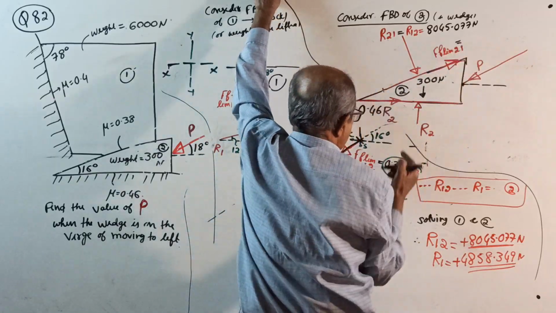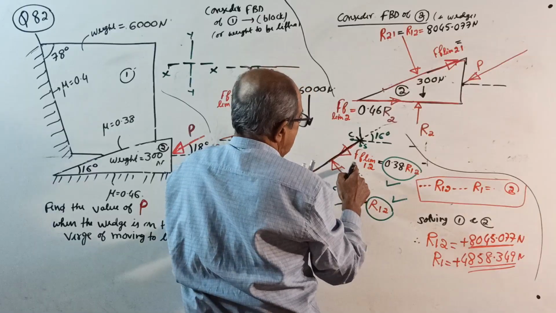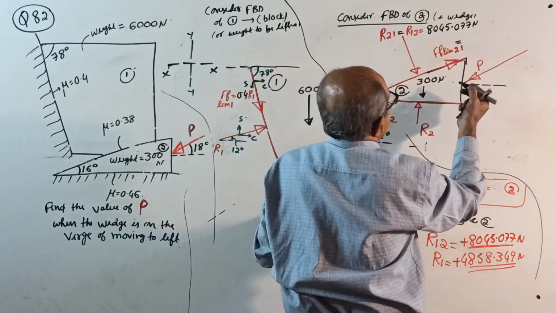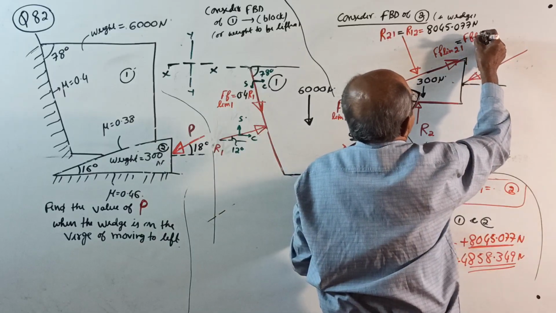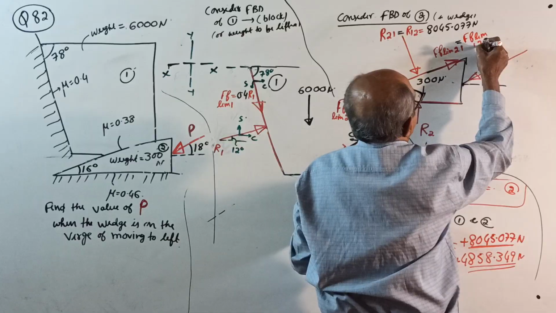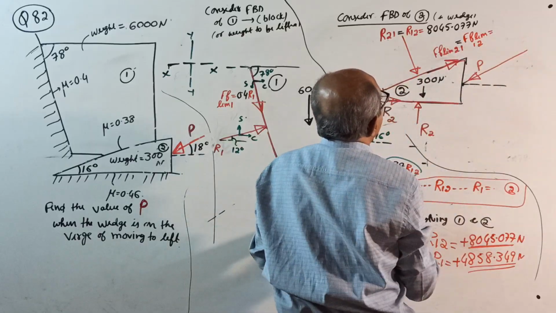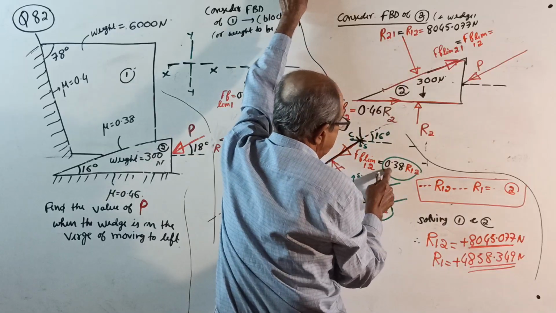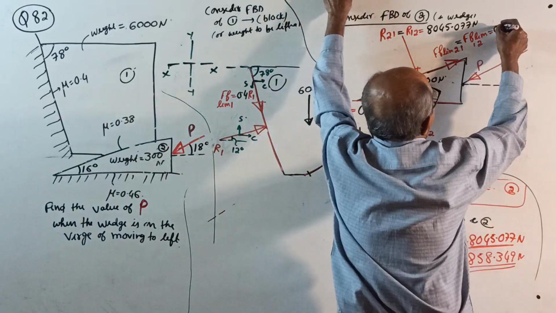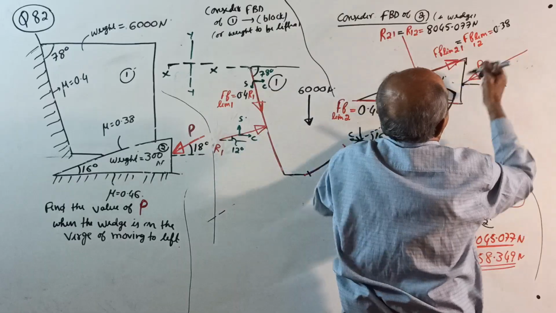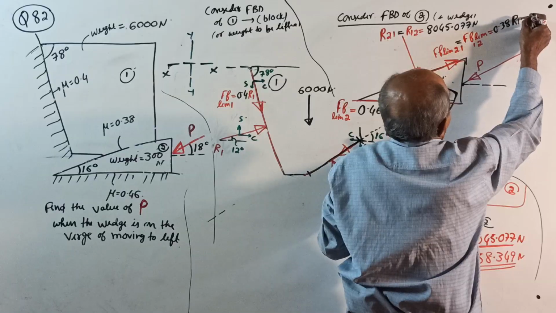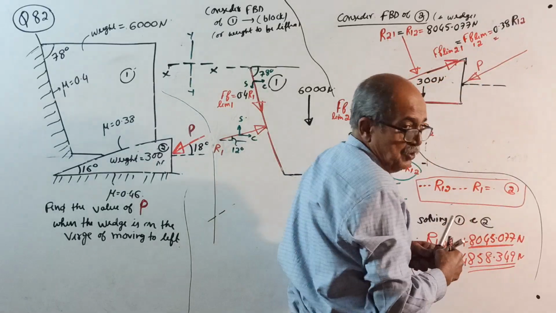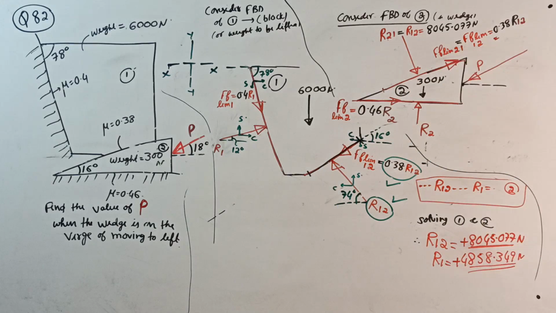Then F friction limit for 21 is equal to, see, F friction limit for 12. F friction limit for 1, 2 is equal to how much? 0.38 R12. 0.38 R12 equal to, you know the answer. Why? R12 is known. Substitute there.